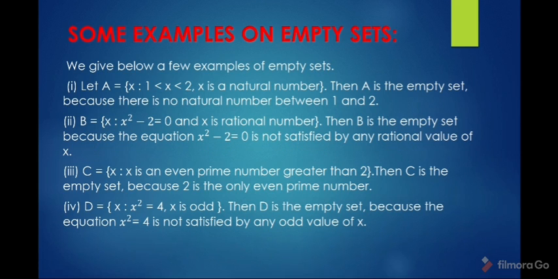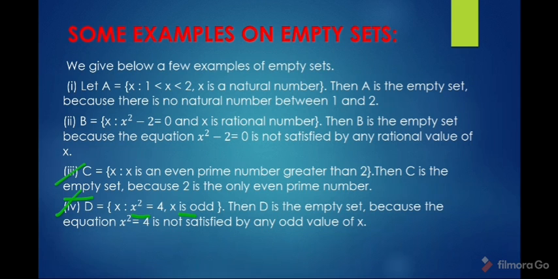Now the third one is the collection of all x where x is an even prime number greater than 2. This is also an empty set because you know the only even prime number is 2, right? Only even prime number is 2. Now there will be no collection of even primes which are greater than 2. That means C does not contain any element, so it will be an empty set. Now 4. D is the collection of all x where x has to be an odd number and x square has to be 4.